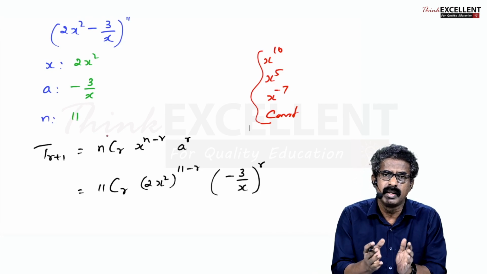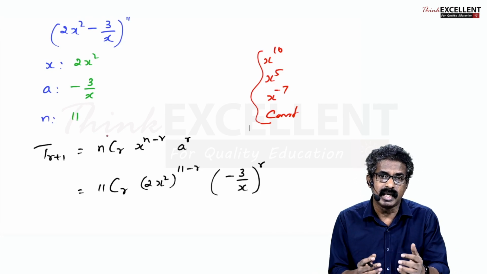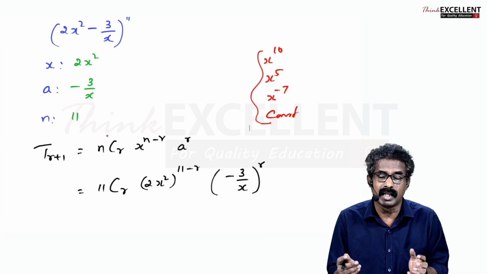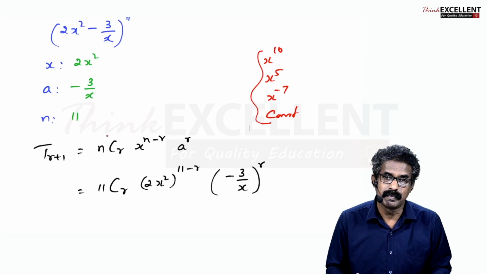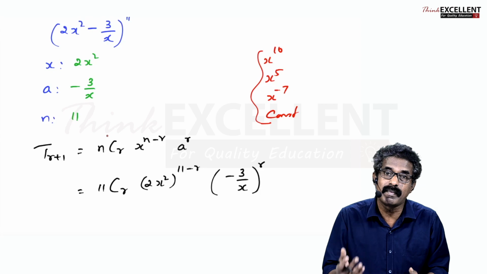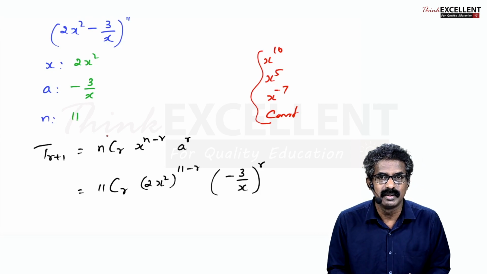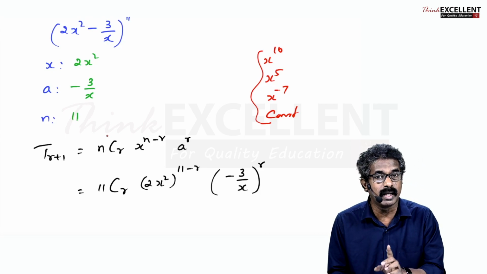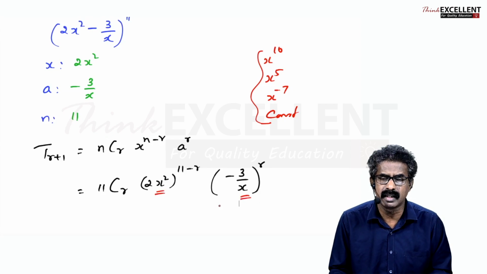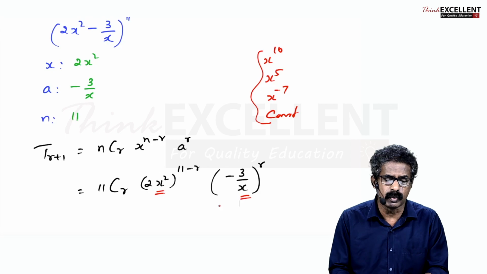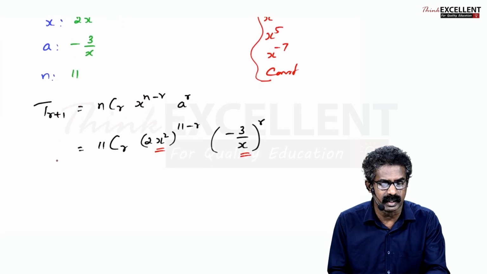X raised to something. Suppose x is in the denominator or numerator, combine everything. You have the laws of indices, right? a raised to m into a raised to n is a raised to m plus n, a raised to m by a raised to n is a raised to m minus n, a raised to m the whole power n is a raised to mn, right? So using that, there should be only one x. Here you can see x is here, x is here. You should combine and see that you are getting only one x. I'll tell you the reason for that.